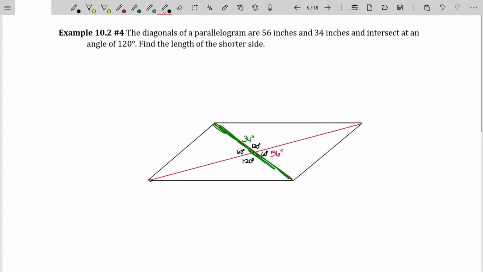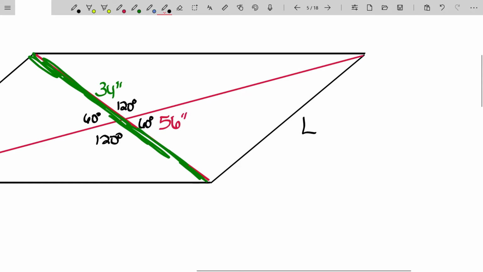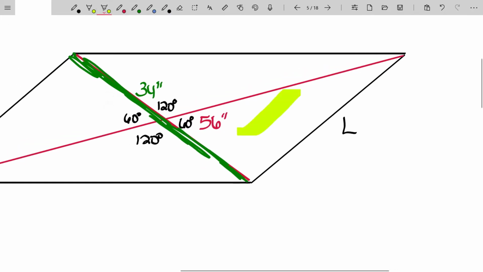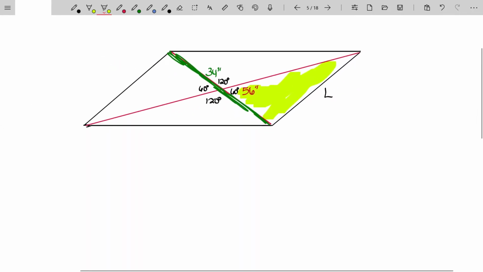All right. And then find the length of the shorter side. So we want to find this length right here. Okay, so how are you going to find that length? Well, the best way to do this is to grab one of the triangles, specifically this, let me grab a highlighter. This triangle right here is probably the best one to grab, and then fill in as much information as possible.